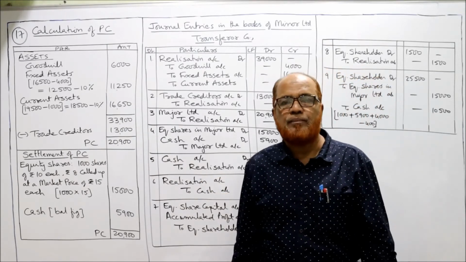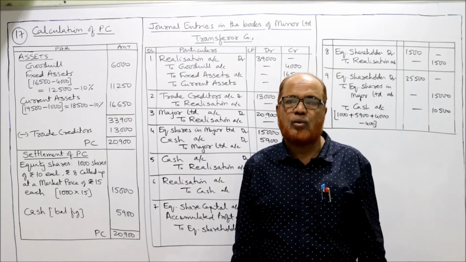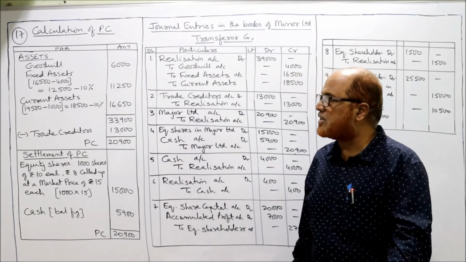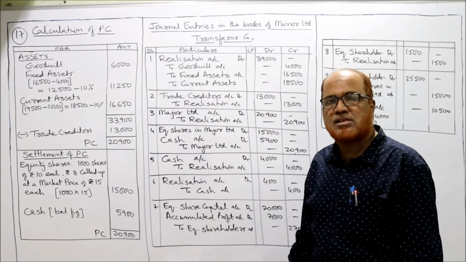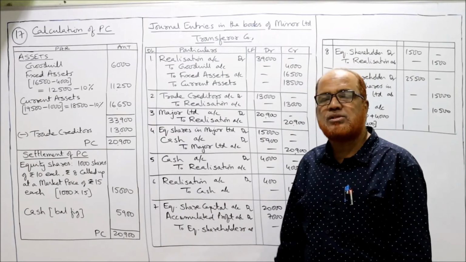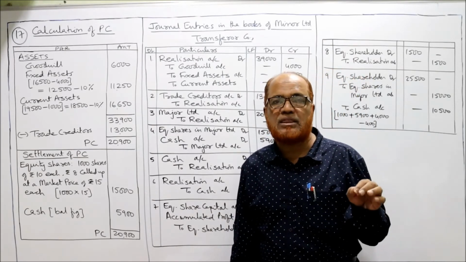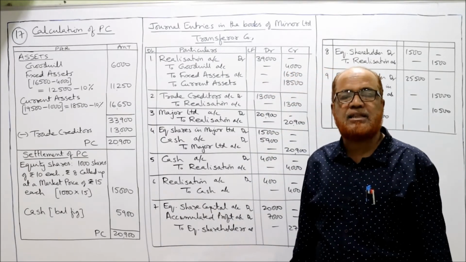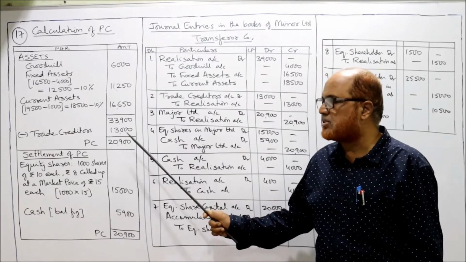And it is given in the problem that trade liability will be taken over, creditors. The creditors as per the balance sheet is 13,000. Subtract. So 20,900 is the net worth of Minor Limited, and that will be the PC, purchase consideration.